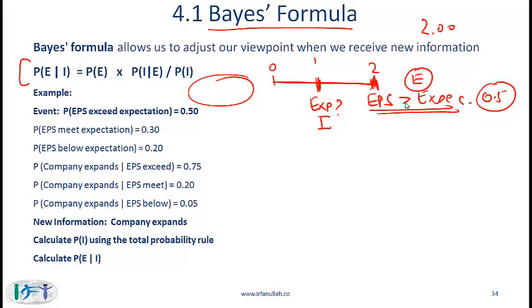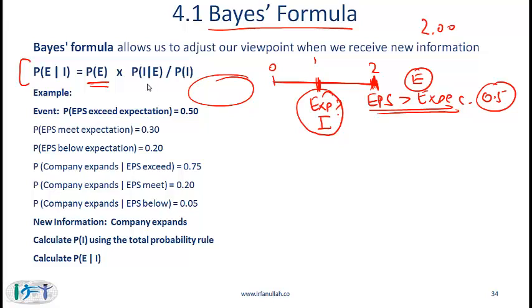So in simple terms, here is what Bayes' formula is doing. It is starting with a certain original probability of the event that you are interested in, and then that probability is being updated based on the new information that you receive. And the way the formula works is this: the probability of the event given the new information is equal to the original probability of the event times probability of information given event divided by the probability of the information.